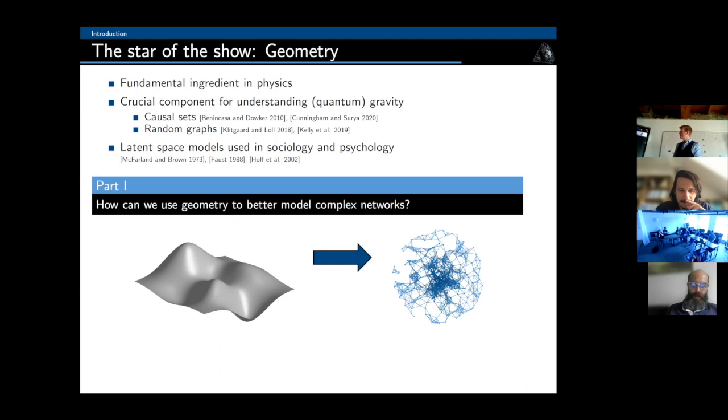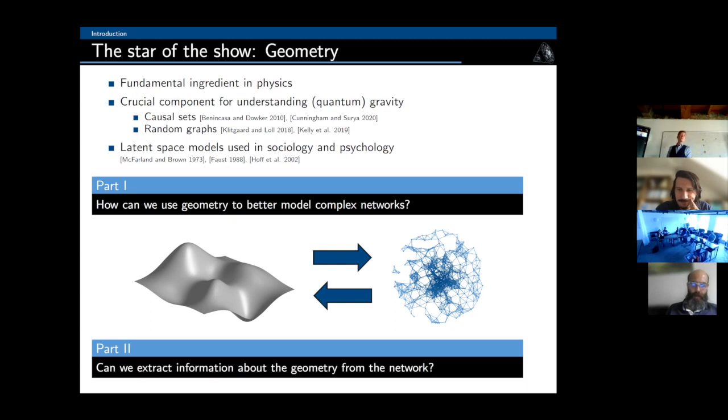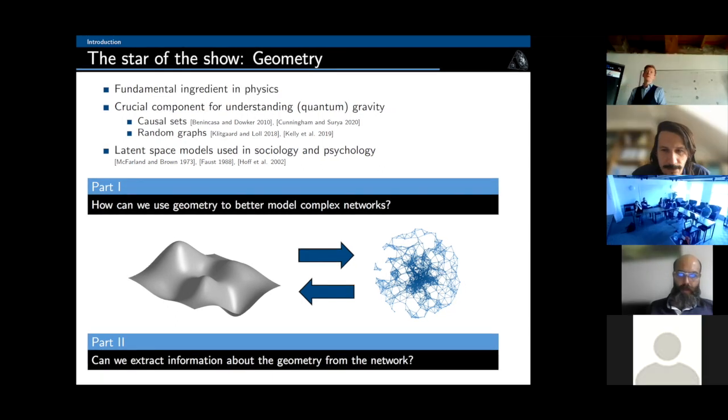You can also look at the arrow in the other direction, and that is both more challenging but also more interesting. Suppose that somebody gave you a network that was created using a latent space. Can you then extract information about the geometry of the latent space by just looking at the network itself? You're really asking a question about a discrete structure: does this discrete structure somehow encode information about the geometry that was used to build it? This is what I'm going to touch upon in the second part.